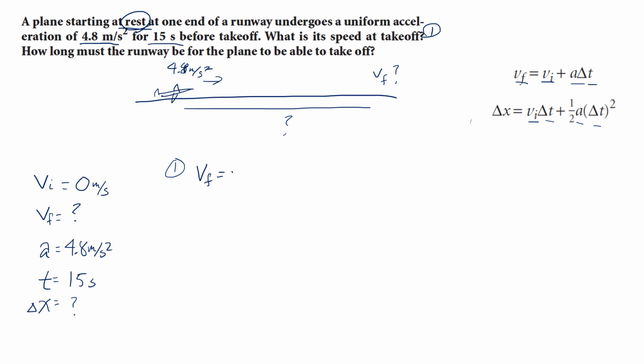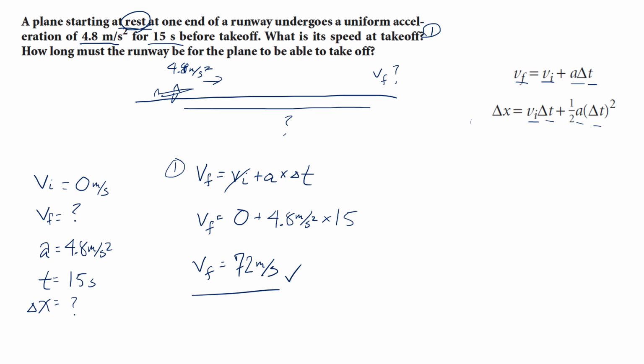vf is equal to v initial plus a times delta t. So for our vf, we're just going to plug in our v initial right here. It's 0, cancels out. Plus our acceleration, which is 4.8 meters a second squared, times our time, which is 15 seconds. So our final velocity is very simple. It's just 4.8 times 15. Let me get my calculator out here. 4.8 times 15, and I got 72 meters a second. Great. One part done.